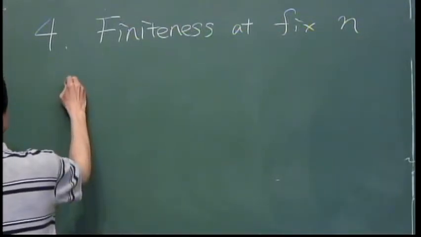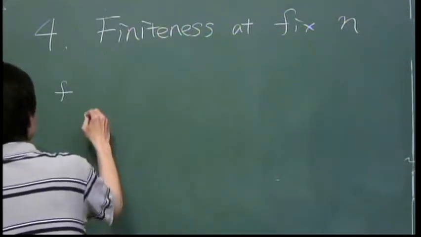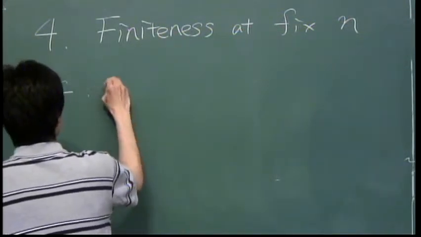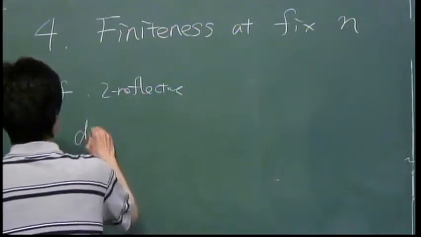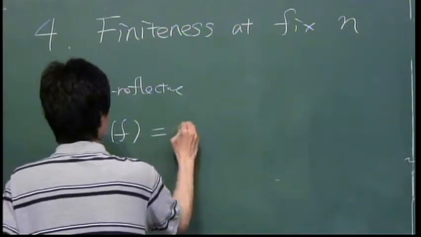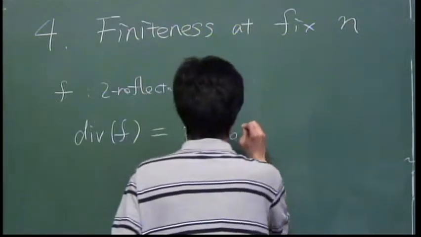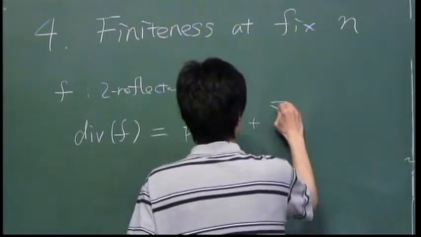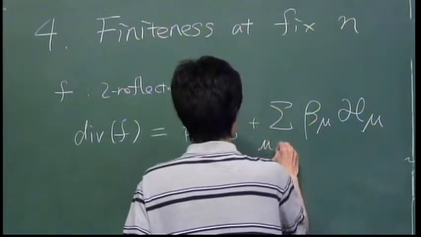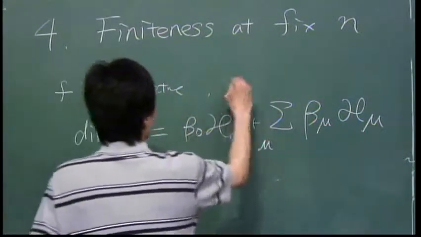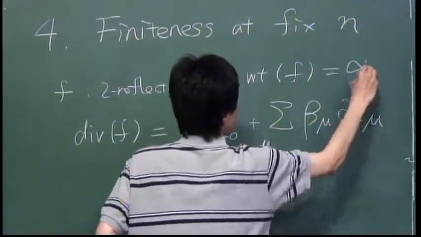So suppose I introduce a natural invariant of 2-reflective forms. Suppose F is 2-reflective, and write its zero divisor as before, as this form. And let me denote its weight as alpha.